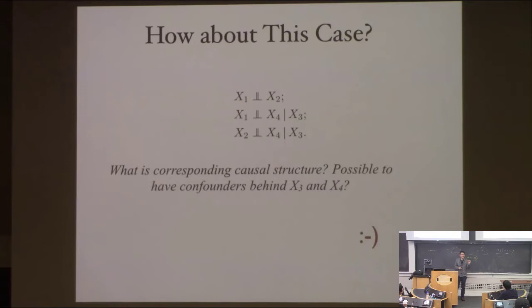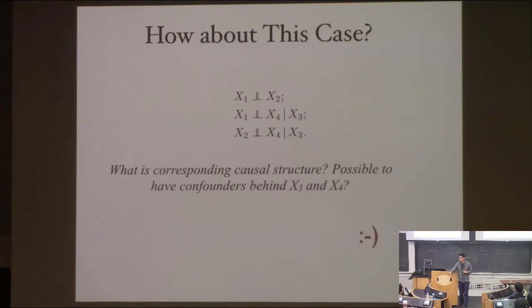Let's just have a look at two examples. First one, from data, we discovered that X1 and X2 are independent. Also, we have independence between X1 and X4 given X3, and between X2 and X4 given X3. Now, can you write down the structure you discover from data?